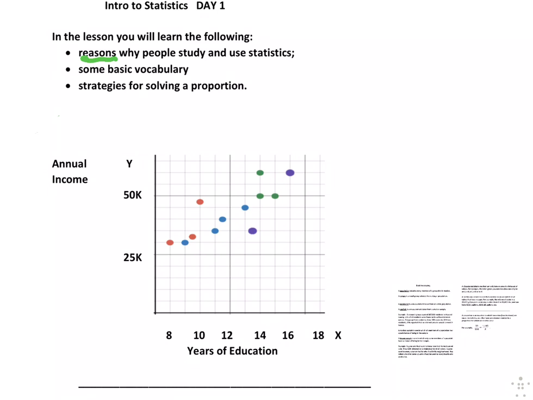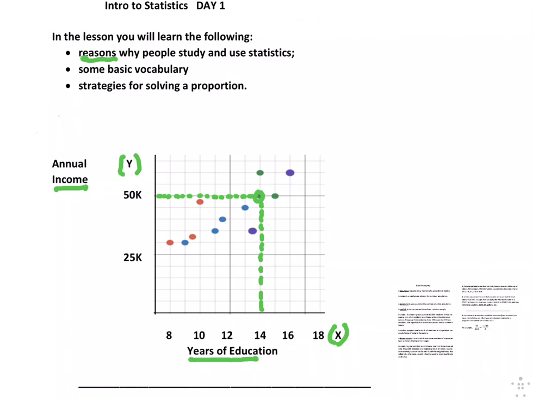To demonstrate, I've got a graph here comparing our X value of years of education to our Y value of annual income for a person. And if I just look at one individual, we have one individual here who has 14 years of education, went through high school plus 2 extra years of junior college, and that person earns $50,000. That's just one individual.